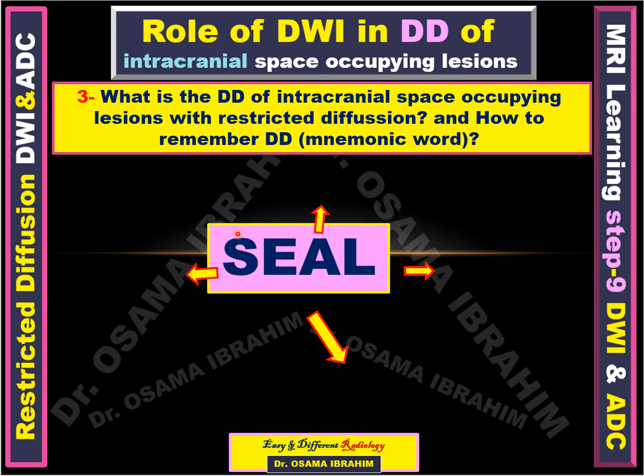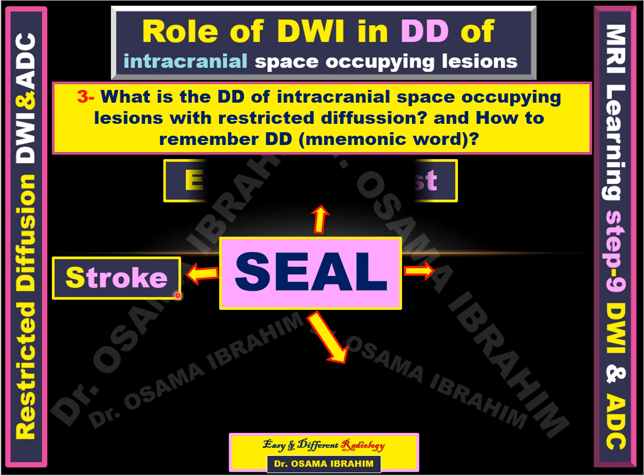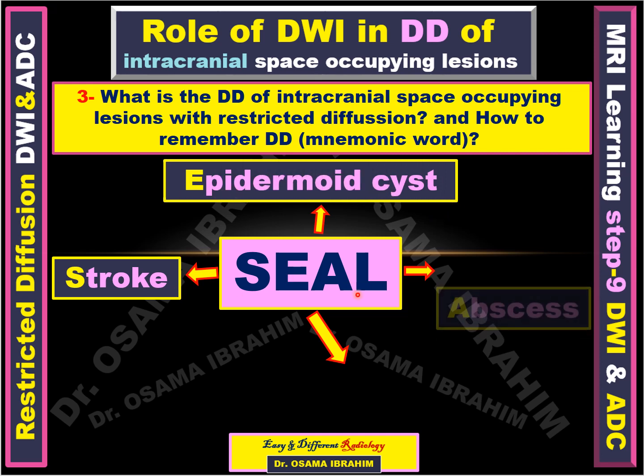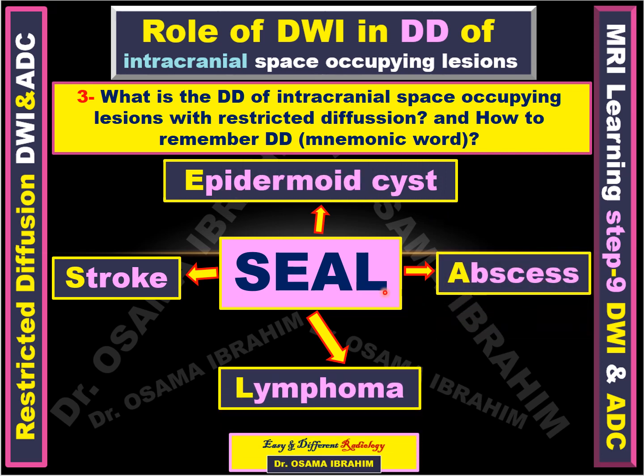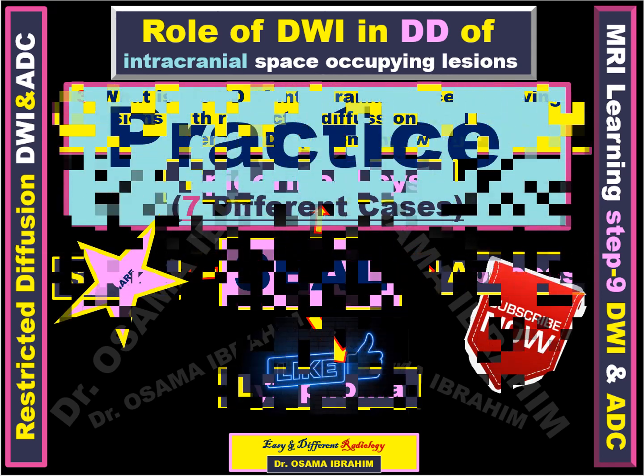The S in SEAL is from stroke or acute stroke, E from the epidermoid cyst, A from the abscess, L from the lymphoma. So these are four lesions that can occur intracranially and can resemble space occupying lesions, and all of them have restricted diffusion signal. What is the meaning of restricted diffusion? High signal in the diffusion weighted image and low signal in the ADC map. SEAL: stroke, epidermoid cyst, abscess, and lymphoma are the mnemonic to remember the causes which can cause restricted diffusion as intracranial space occupying lesions.